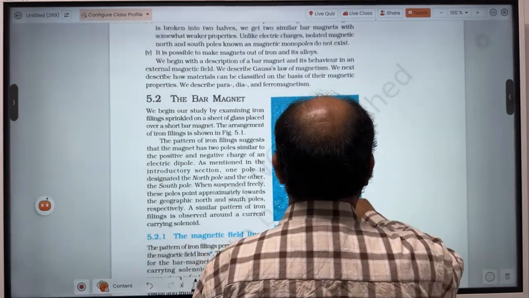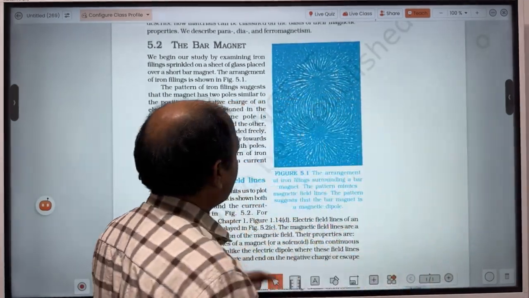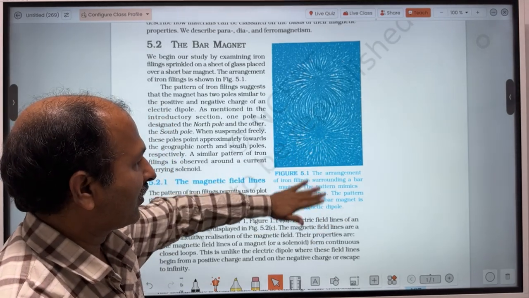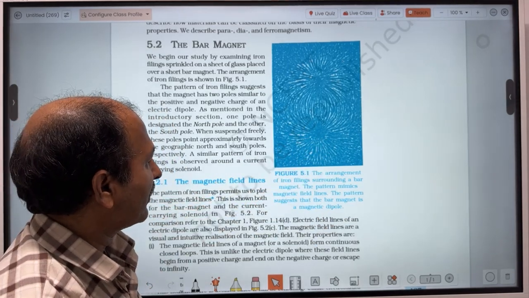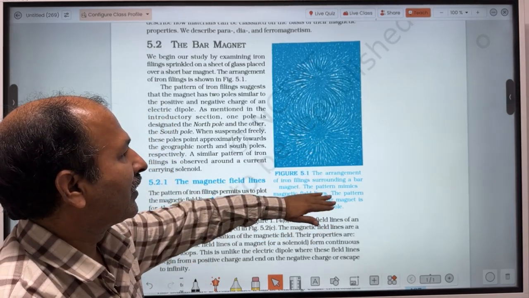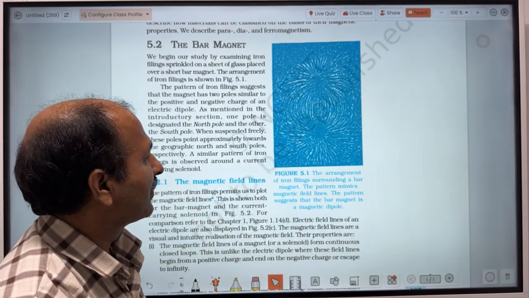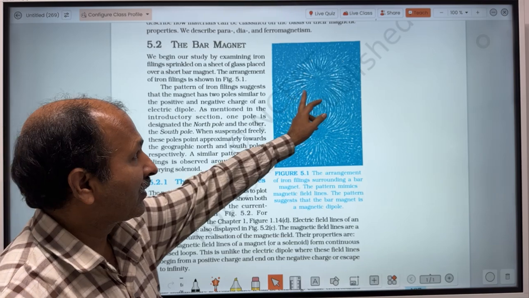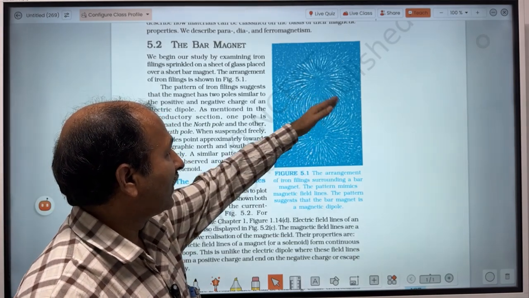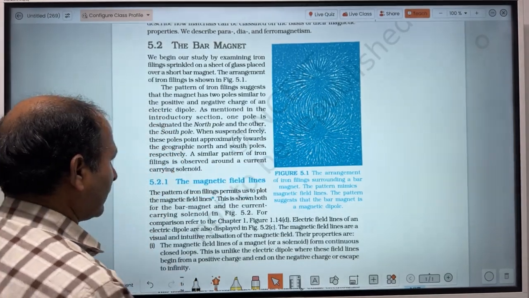Here, actually, there is a bar magnet and we put a paper on it and spread iron filings and just shake it, then this type of pattern is observed. These patterns show the direction of field lines, right?